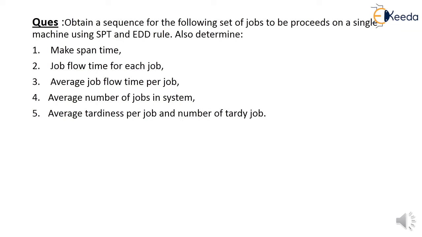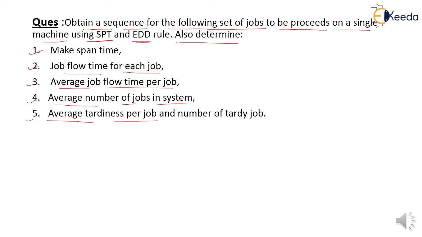First, read the question. Obtain a sequence for the following set of jobs to be processed on a single machine using the SPT rule and EDD rule, that is, the shortest processing time rule and earliest due date rule, and also determine the make span time, job flow time for each job, average job flow time per job, average number of jobs in system, average tardiness per job and number of tardy jobs.